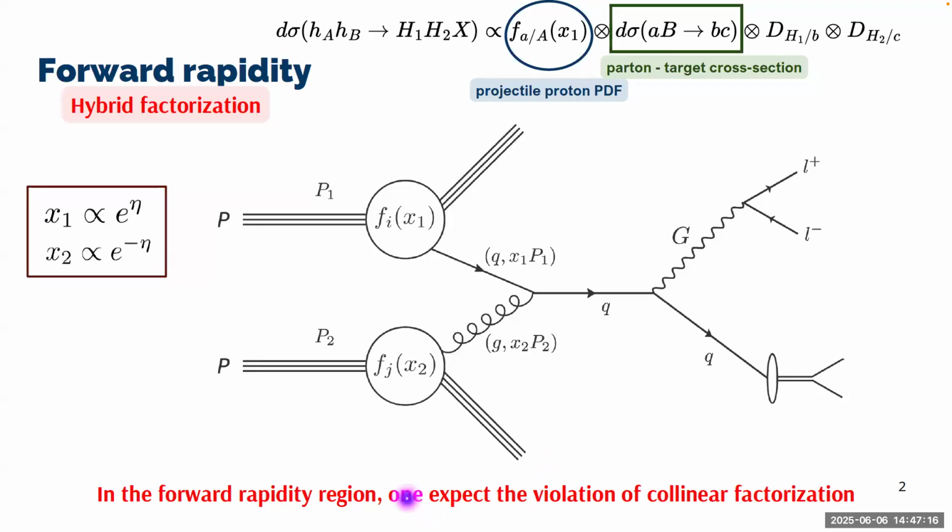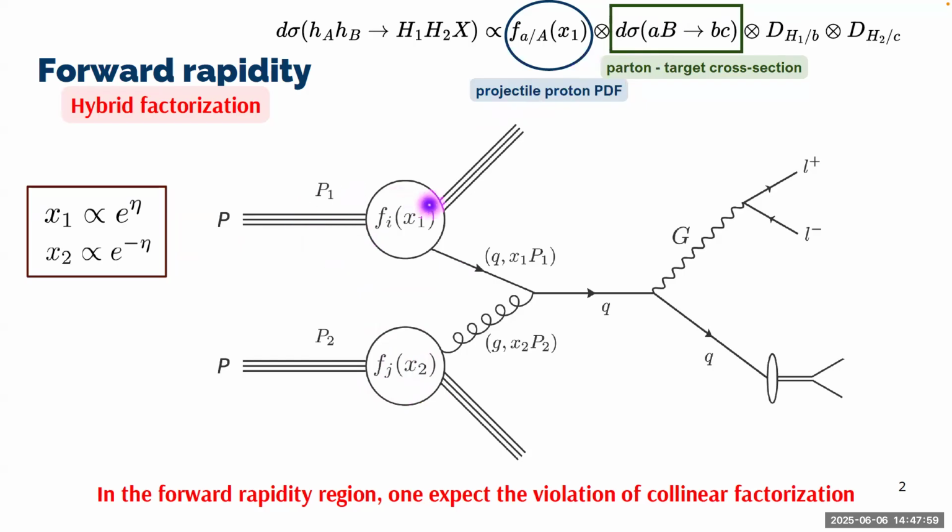So a bunch of groups have proposed different factorization schemes to deal with this kind of thing, or just deal with the violation of the collinear factorization. One of the hybrid factorization propositions is called the color-dipole asymmetrics framework, where given the kinematics and the dynamics of each one of the protons, we have the projectile. You can see a projectile proton with a dilute system interacting with a target proton that is very dense, and this interaction is going to be represented by the projectile proton PDF convoluted with the parton target cross section.